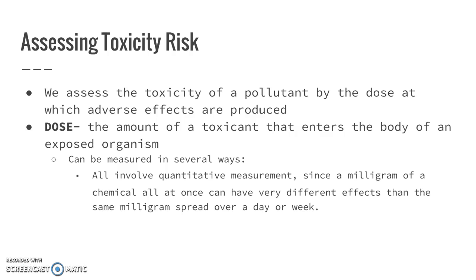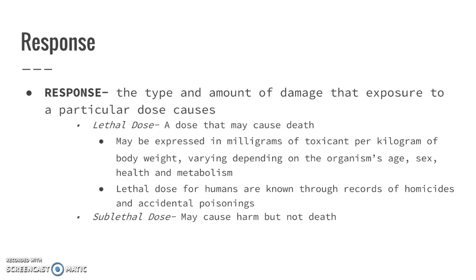So we can measure these in several ways. They all involve quantitative measurement, which means they involve some kind of numerical data, since a milligram of the chemical all at once can have different effects than the same milligram spread over a day or a week. And consider this: you're spreading this over the whole entire body, so the more a person weighs, the less effect that milligram will have on them, and the less the person weighs, the more effect a dose will have on them. So children need less of a dose than an adult.